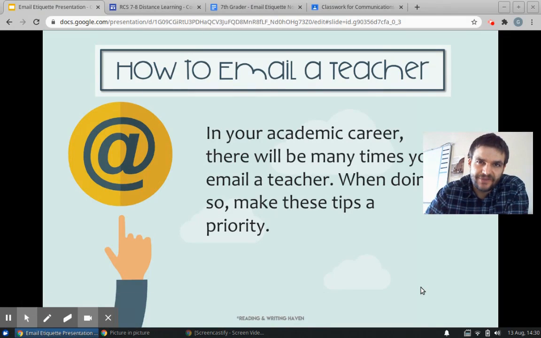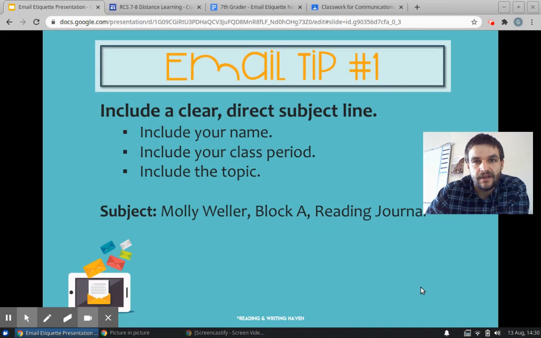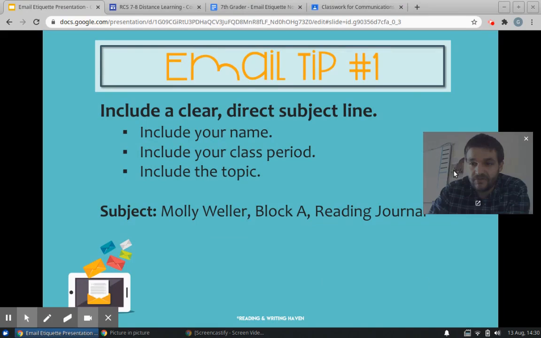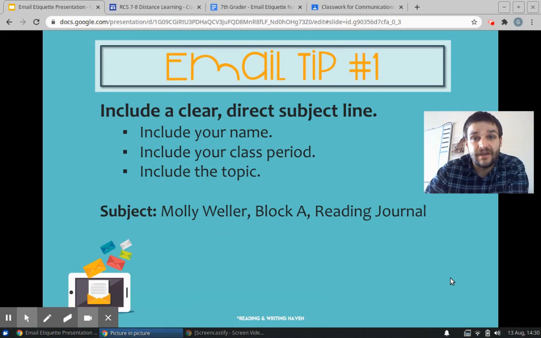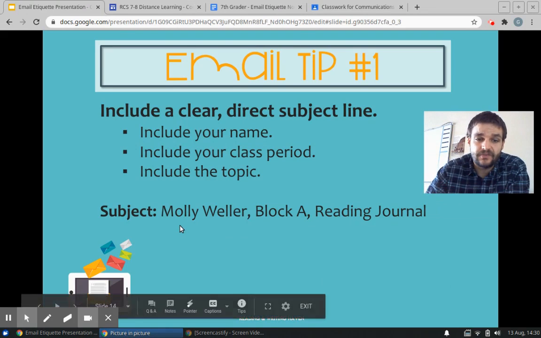And now we're going to dig in and talk about some tips for emailing. Now, you guys are 7th and 8th graders, and so you have some years of education ahead of you. And so in your academic career, there will be many times when you send an email. So here are some tips to help make sure you're following email etiquette. Email tip number 1, include a clear, direct subject line. It gives you a couple of things to include here: your name, your class period, and the topic. Include all of that whenever possible.